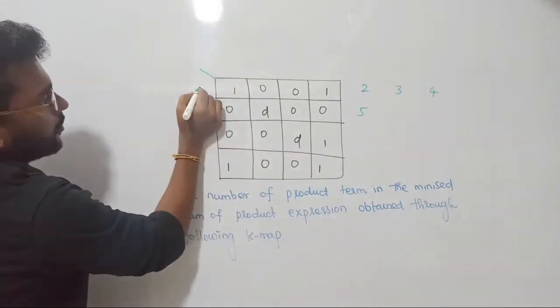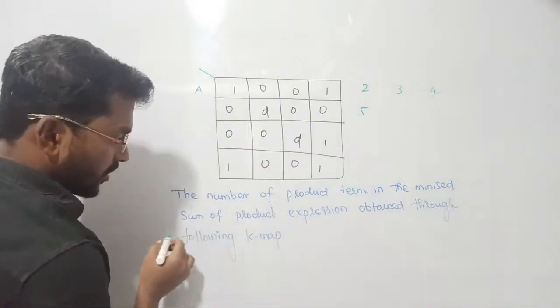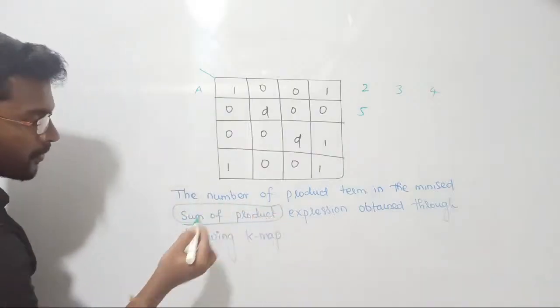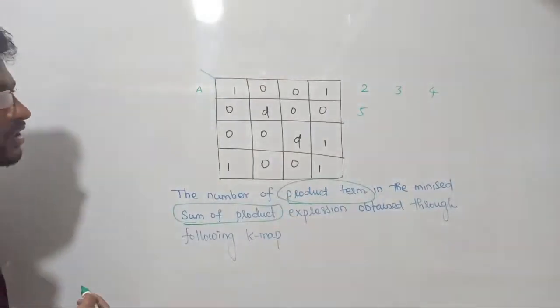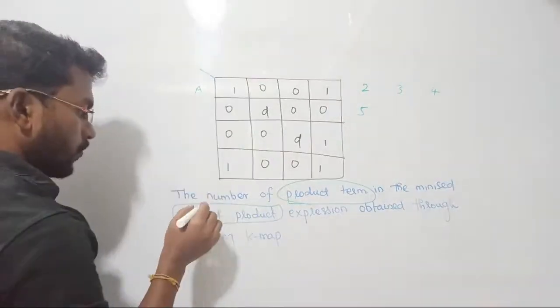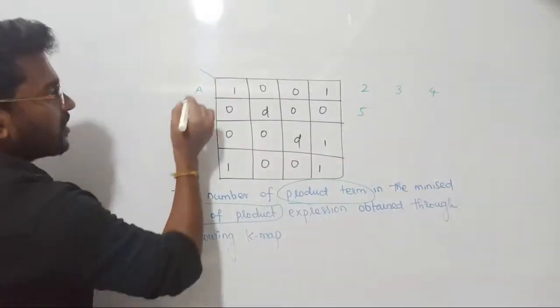Let's put AB here, such that you are supposed to write the answer in sum of product only. Other than that, what have they asked? You are requested to find out the number of product terms, right? So let's try and write the equation in sum of product. How will you write sum of product?